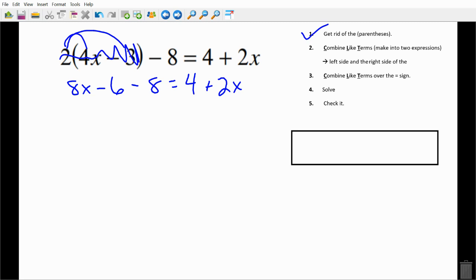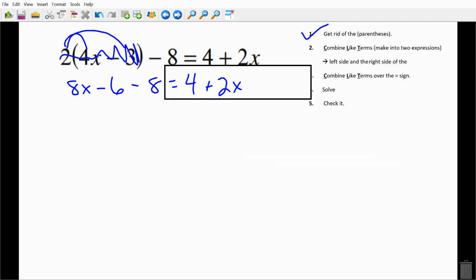So step 1 is done. I could do more steps if I want to, but I'm just going to show you the basics right now. Number 2 says combine like terms. Make into 2 expressions. So what I'm going to do is kind of just hide this over here.